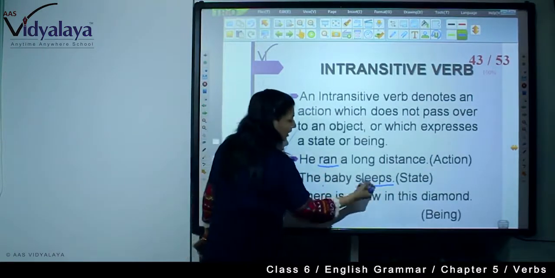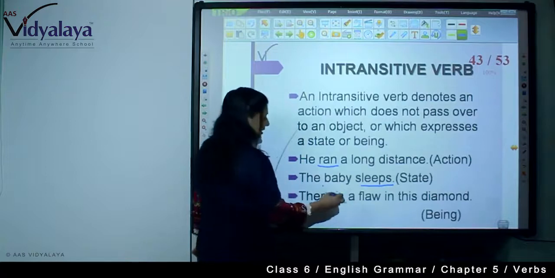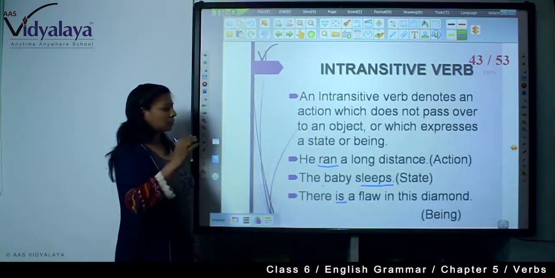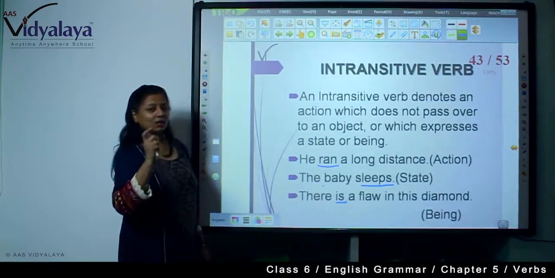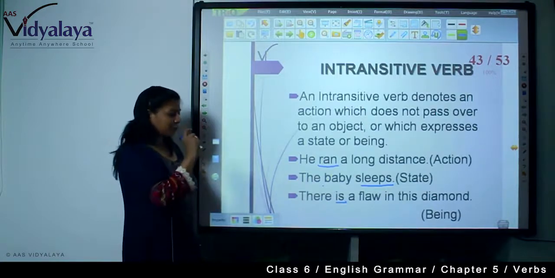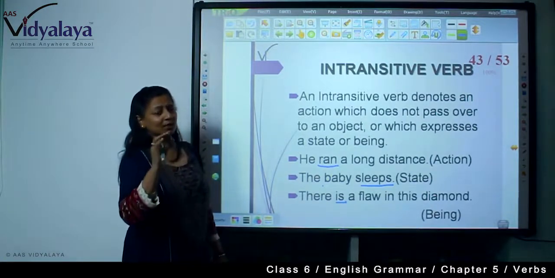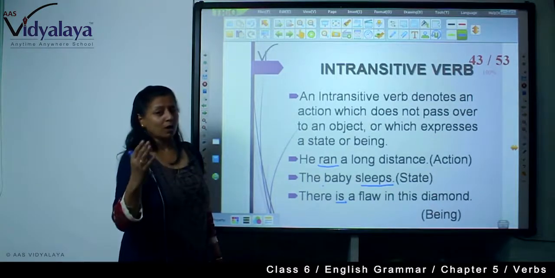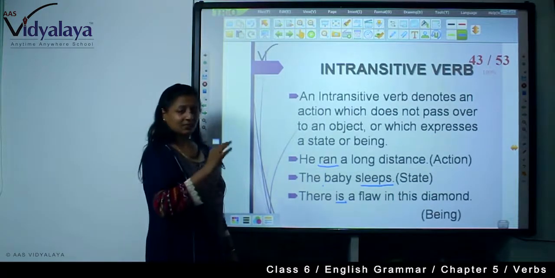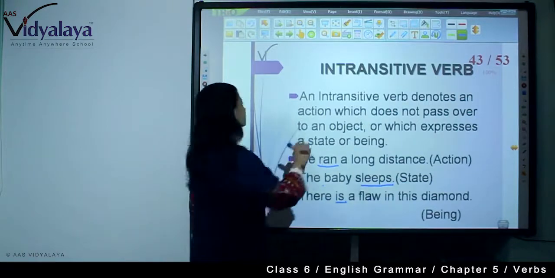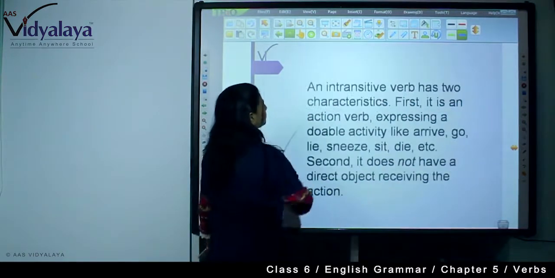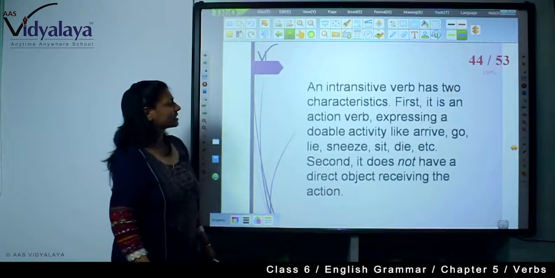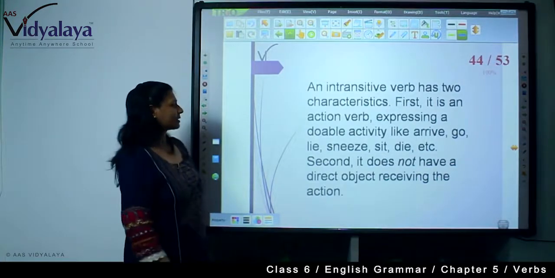There is a flaw in this diamond. The flaw is in the diamond. So it is not passing over, it is not going to an object. It's limited to the subject only. It's a being. An intransitive verb therefore has two characteristics.